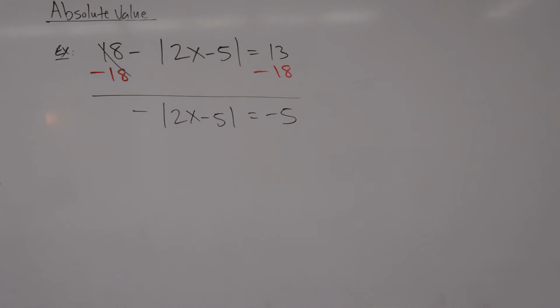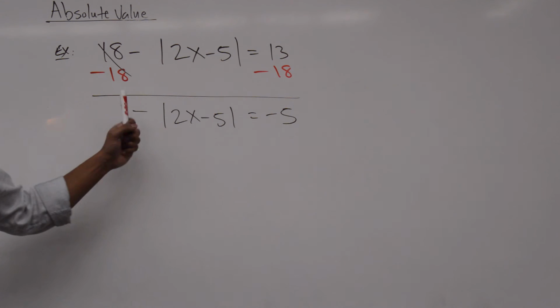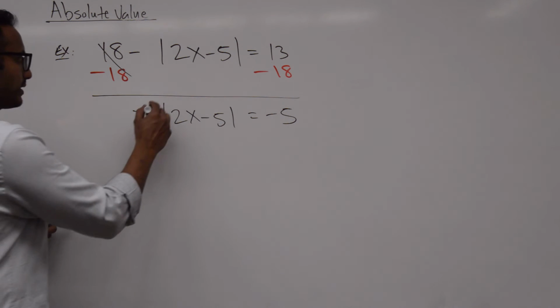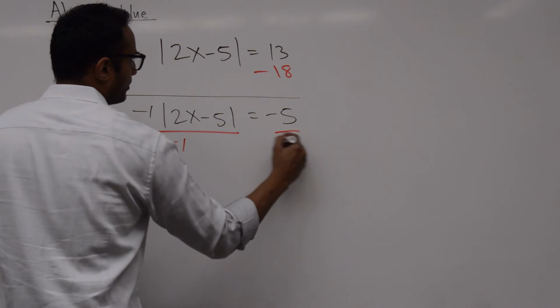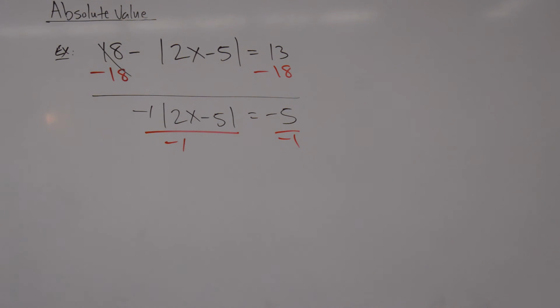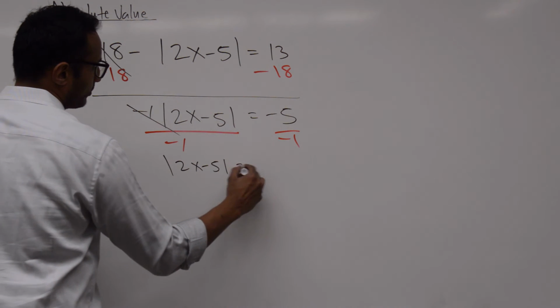We're not quite done. This absolute value is not by itself. It's not isolated. There's still a negative there. So the negative, it's like a negative 1. So we divide by negative 1, and we divide by negative 1. So this cancels out. We get the absolute value of 2x minus 5 equals 5.